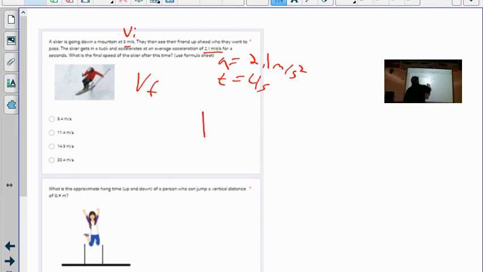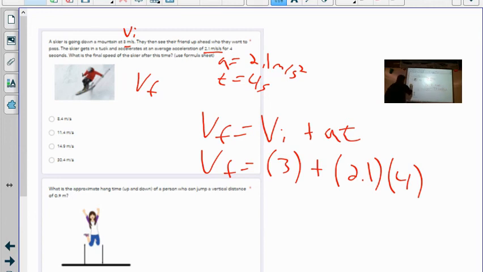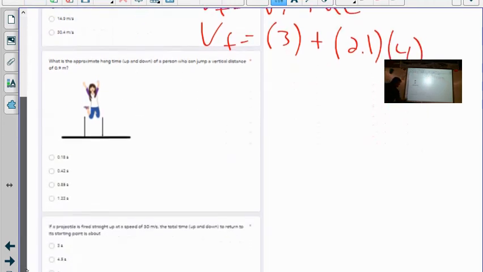So on this one, we're going to say VF equals VI plus AT. His VF is equal to his initial velocity, which was 3, plus his acceleration of 2.1 times the time of 4 seconds. 4 times 2.1 is going to give 8.4, plus 3 is going to give 11.4, which is that one right there.